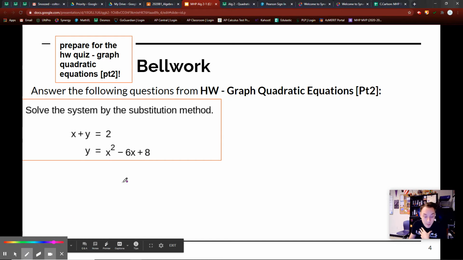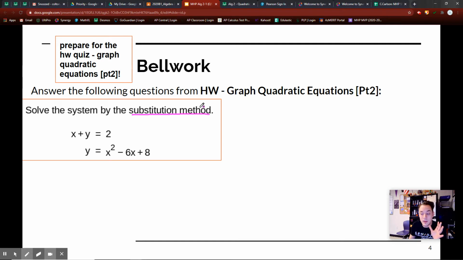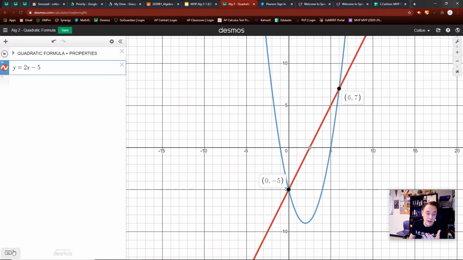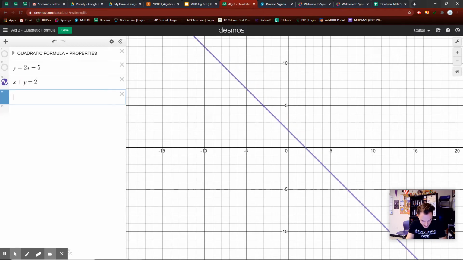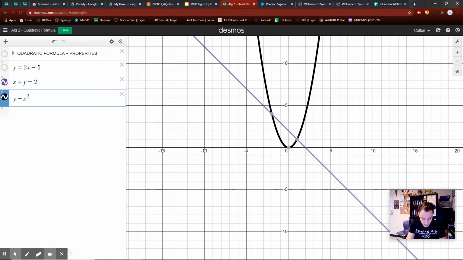Now here I will be graphing, okay? I could do the substitution method. I don't want to take up any more of the time, so I'm just going to graph it for you. So let's go to Desmos to graph it. Let's see where these points lie, okay? I'm going to just graph it here. I'm actually going to turn this stuff off. Let's graph this. The first one I had was x plus y equals 2. And then the next one I had was y equals x squared minus 6x plus 8.